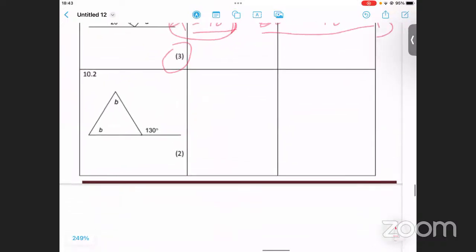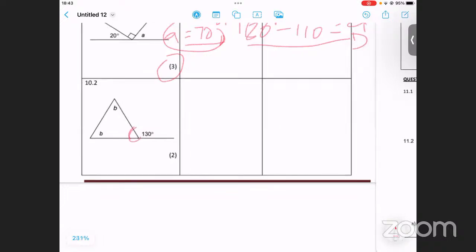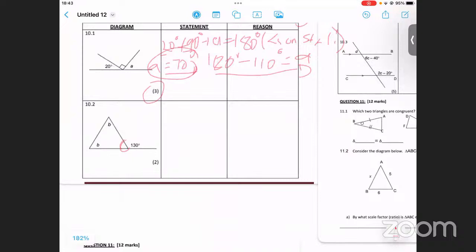And let's look at 10.2. We have B, B, and another angle here. So what is going to be equal to this B? Busisiwe, what's going to be our answer here? Or how do we get to the answer? How do we calculate our answer?